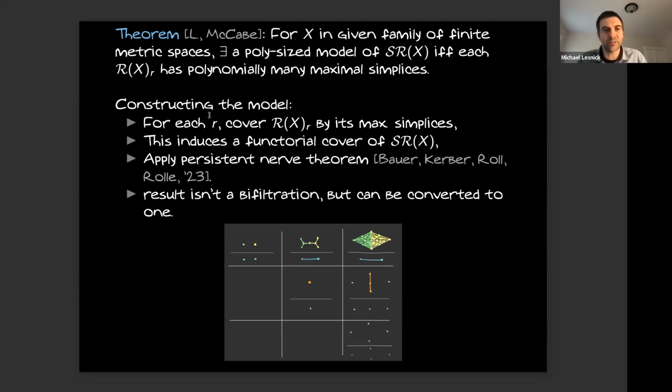And so to construct this model that's mentioned here, for each R, you can cover the RIPS complex by its maximal simplices. And that turns out to induce a functorial cover of the subdivision RIPS bifiltration. Then you can apply a version of the persistent nerve theorem, and the result is a functor. It's not a bifiltration, but it can be converted to one. So I've illustrated that construction here on this slide. The top is the cover of the example that we saw before, and the bottom is this bifiltered nerve. So I think I'll stop there, but I'll be happy to take questions. Thank you.